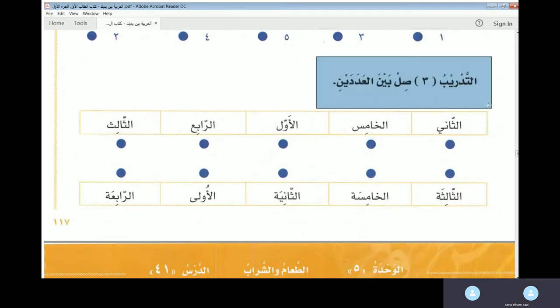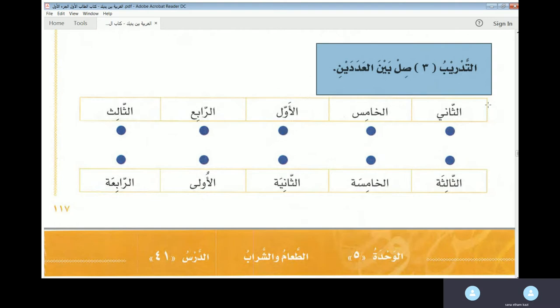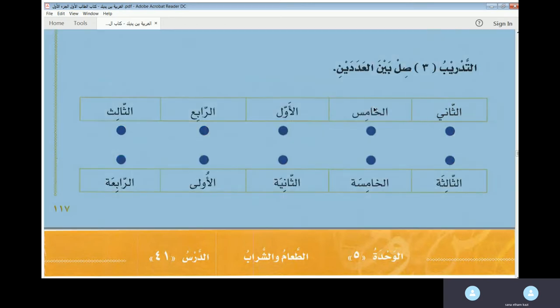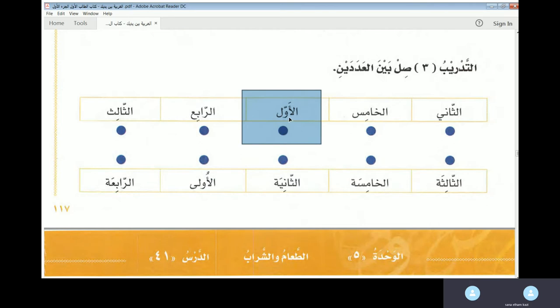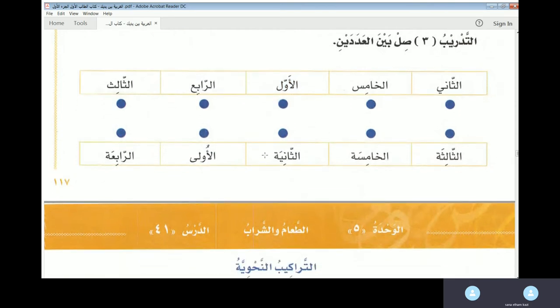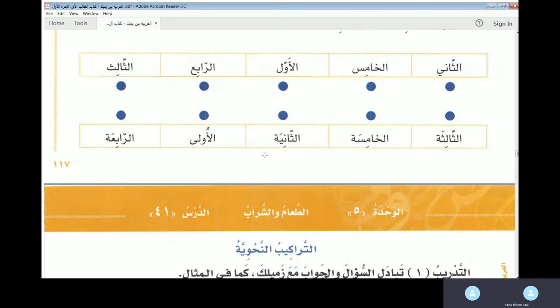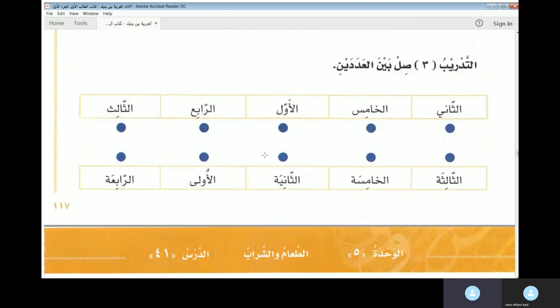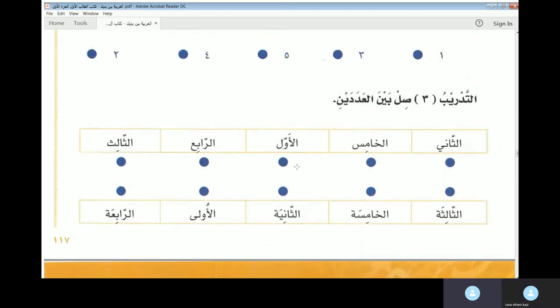تدريب الثالث سل بين العددين. Connect between the two numbers. So الثاني would be الثانية, الخامس would be الخامسة, الأول would be الأولى, الرابع would be الرابعة and then الثالث would be الثالثة. So this is الأعداد والترتيبية for both masculine and feminine.